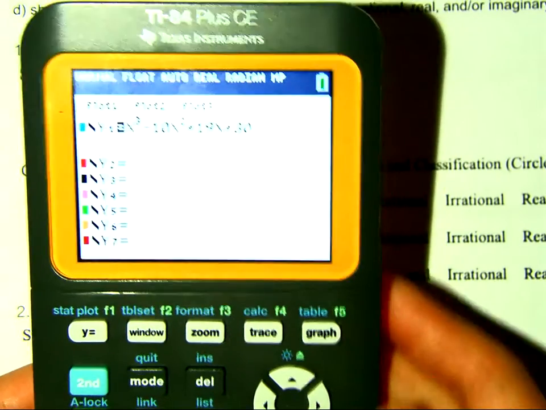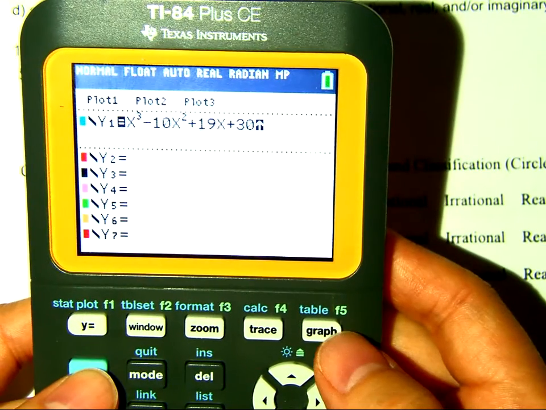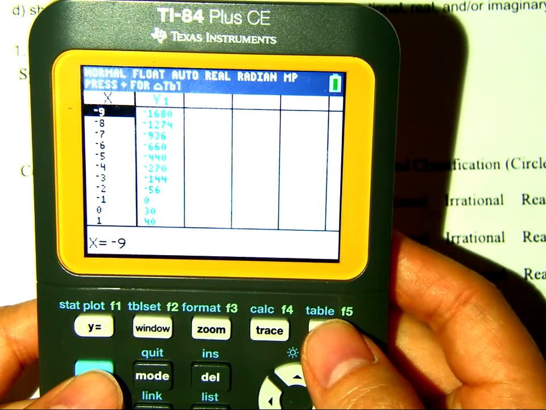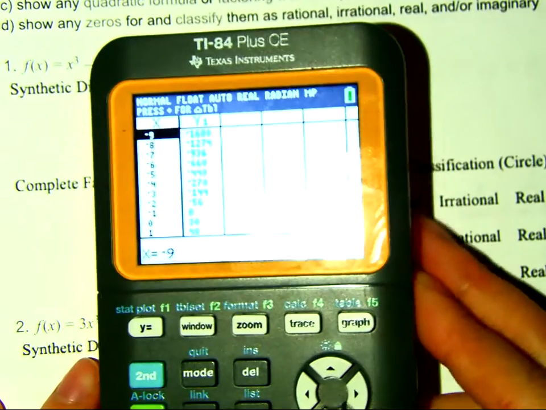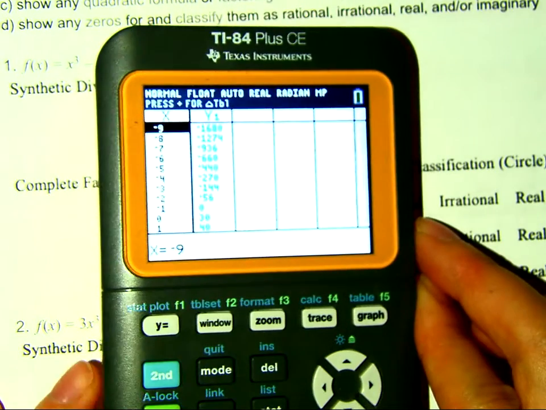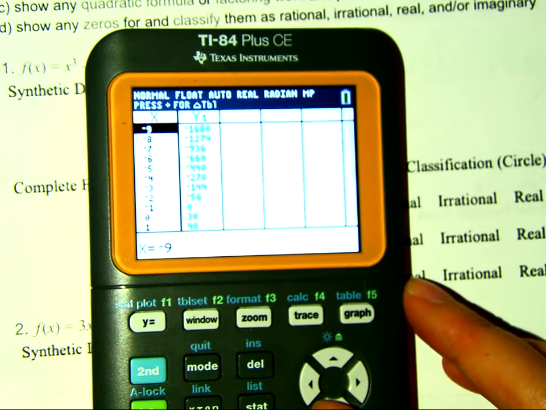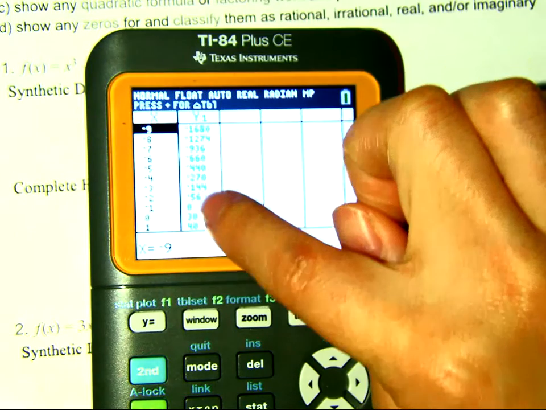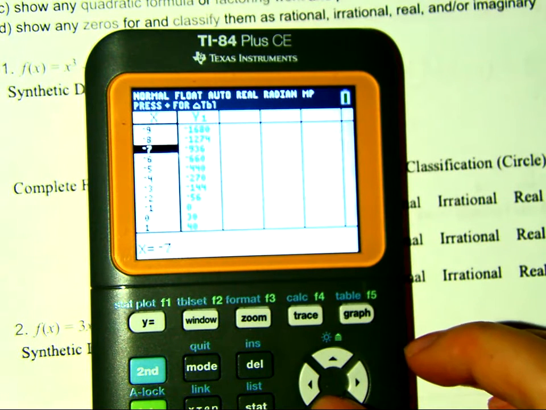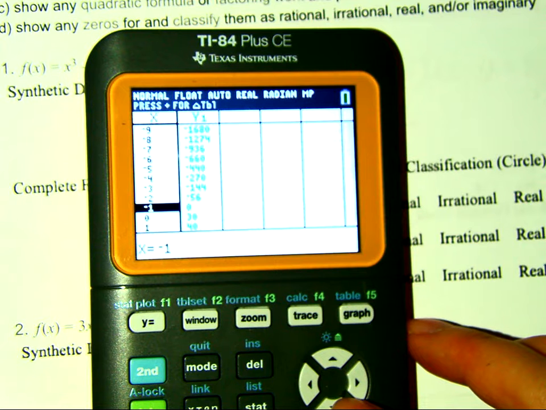I need you to go to table. So, second graph. Then you're able to do the table. We are looking for which x value makes the y value equal to 0. So let's go down. Okay, negative 1. When x equals negative 1, the y value equals 0.